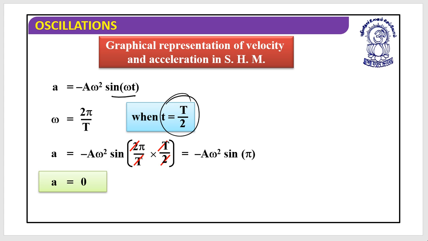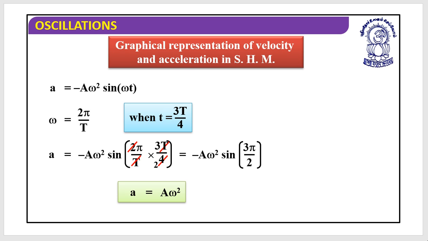Next, a is equal to minus A omega square sine omega t, and I'm calculating this for T by 2. So let's put in the value. Omega is 2 pi by T, multiplied by T by 2. This cancels, this cancels, and I am left with sine pi, which is sine 180 degrees. Sine 180 degrees is 0. So this acceleration value would be 0.